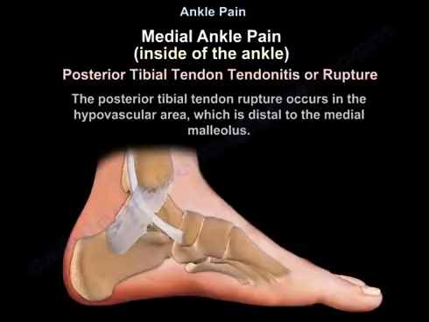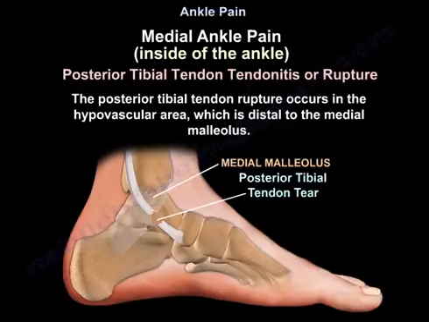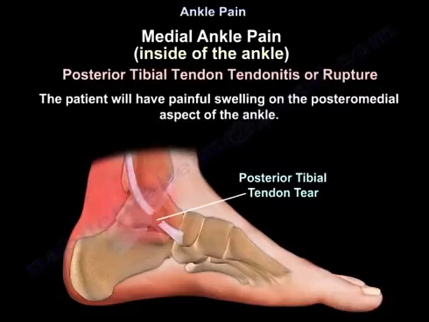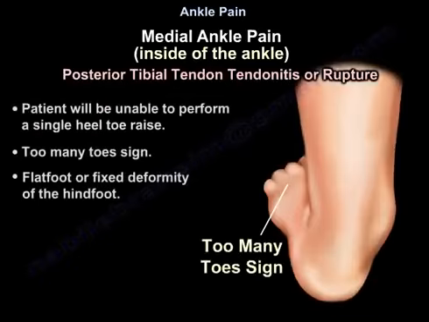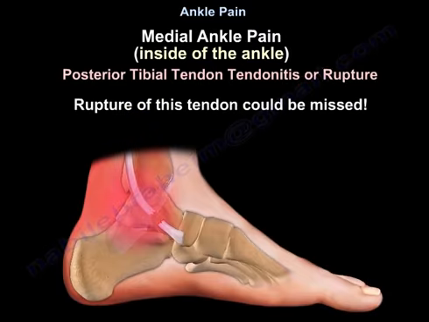The posterior tibial tendon rupture occurs in the hypovascular area, which is distal to the medial malleolus. The patient will have painful swelling on the posteromedial aspect of the ankle. The patient will be unable to perform a single heel toe rise. Patient will have too many toes, flat foot, or fixed deformity of the hind foot. A rupture of this tendon could be missed.